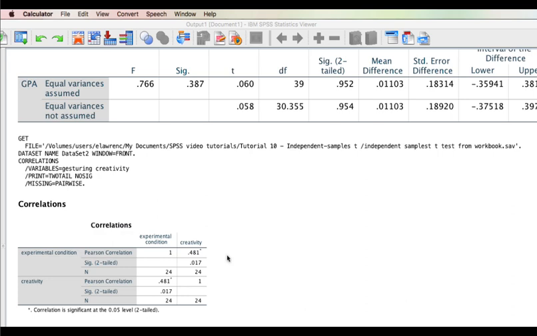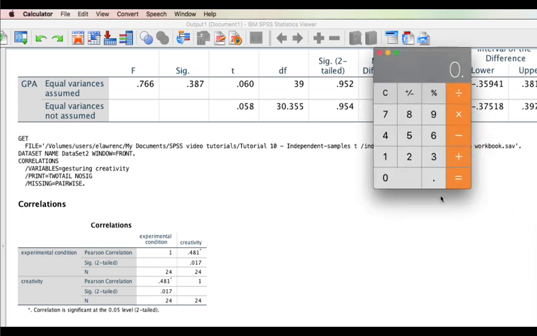To find the proportion of variance accounted for, you need to square that number. Take, in this example, 0.481 times 0.481 equals 0.23. In other words, 23% of the variance in creativity is accounted for by our experimental condition.